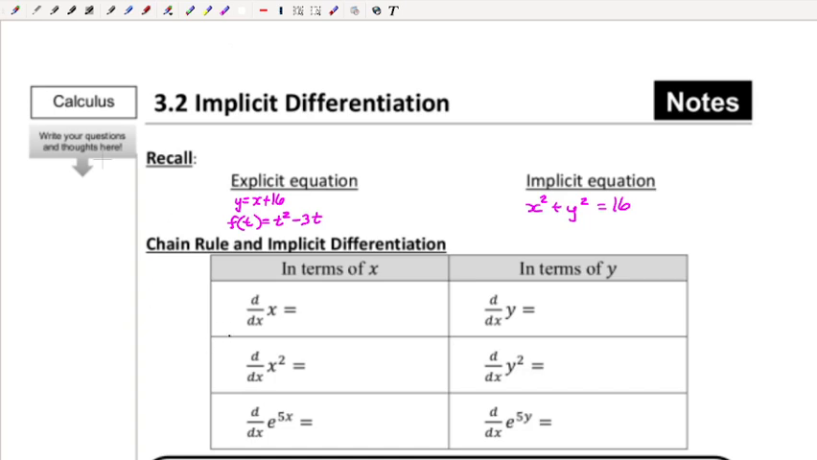So let's take a look at our first case, which is d by dx of just x. Now you know already right off the bat this is going to be 1. And the reason for that, if you like, is that we say this is an x to the 1 here, and so the 1 comes down in front and I end up with x to the 0.